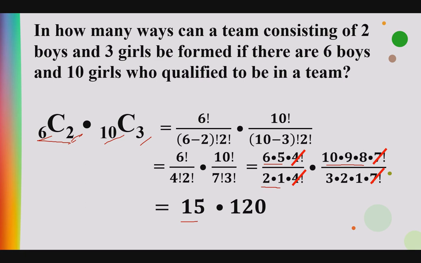720. Tama ba? Okay, 720 divided by 3 times 2 times 1, which is 6. So, 720 divided by 6, 120 na lang ang sagot. Kapag kinuha natin yung product nila, we will get 1,800. So, the answer for this one is 1,800.